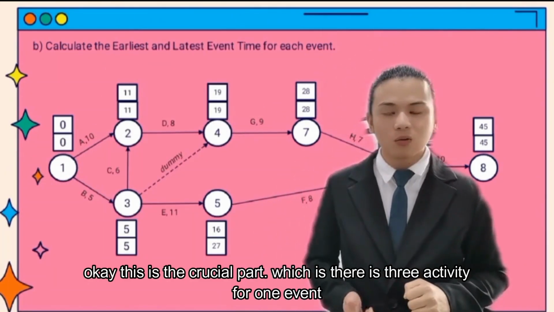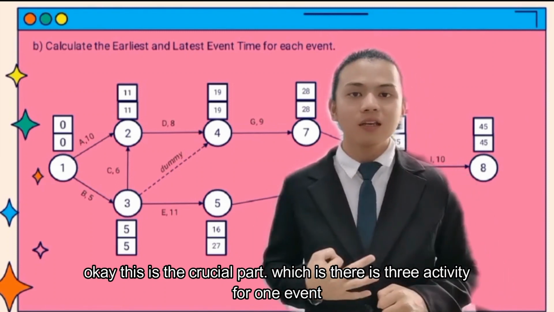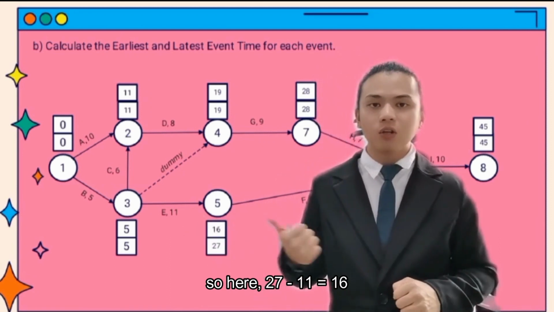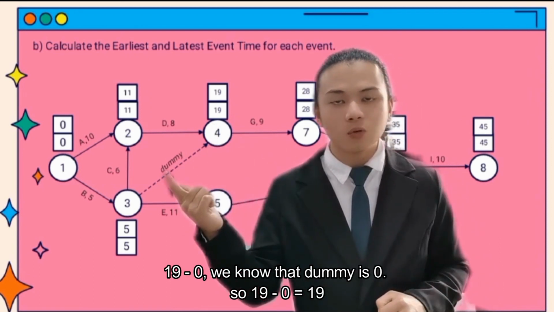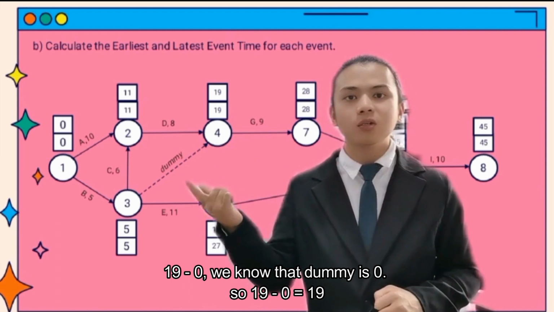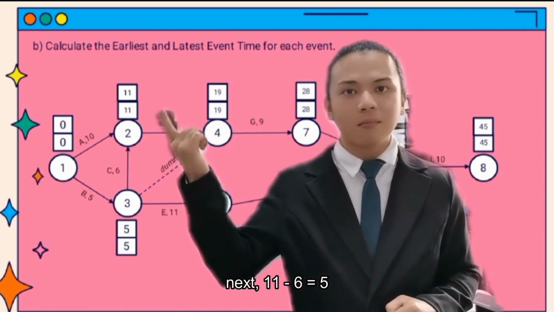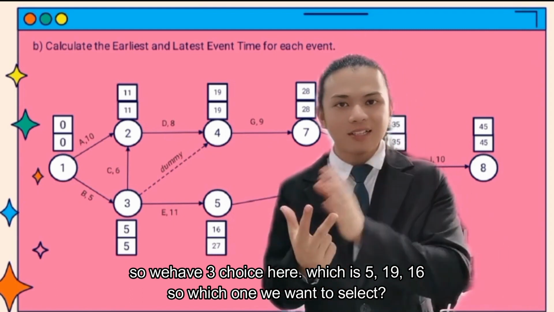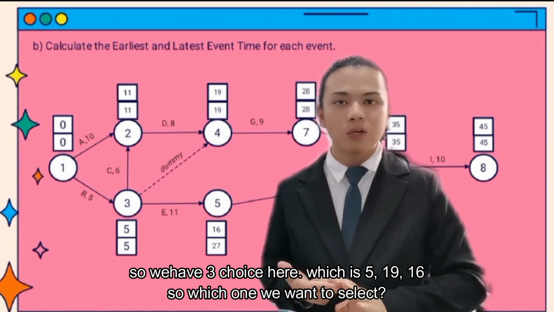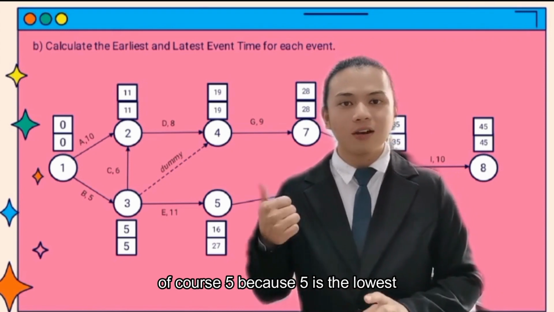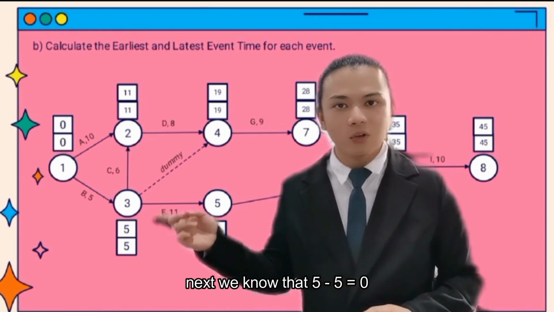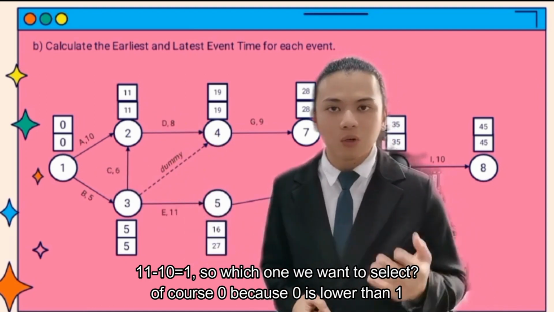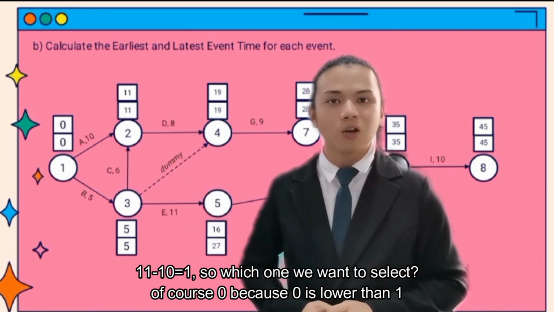Okay, this is the crucial part, where there are 3 activities for 1 event. So here, 27 minus 11 equals 16. 19 minus 0. We know that dummy is 0, so 19 minus 0 is 19. Next, 11 minus 6 equals 5. So we have 3 values here, which are 5, 19, 16. So which one do we want to select? Of course, 5 because 5 is the lowest. Next, we know 5 minus 5 equals 0. 11 minus 10 equals 1. So which one do we want to select? Of course 0, because 0 is lower than 1.